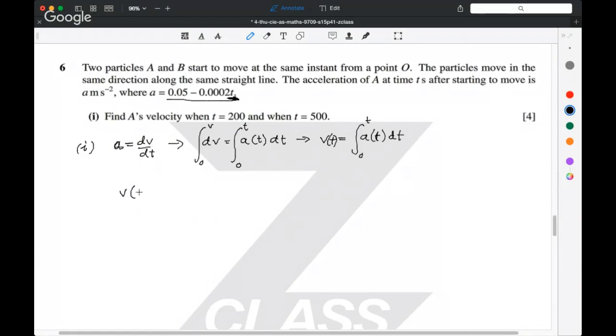So v at 200, well, that's just equal to, and I'm going to integrate this acceleration that they've given us. So it becomes 0.05 t minus 0.0001 t squared, evaluated between 0 and 200. And if you do that, you find that it gives you 6. And then we're going to look at what it is at 500. Well, that's just going to be exactly the same thing, but evaluated between 0 and 500. And you'll find out that that's actually 0.